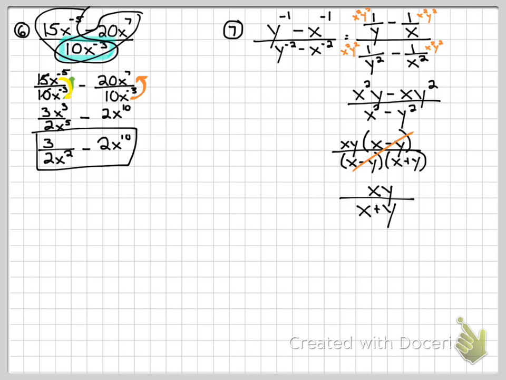Please make note of this problem. It's real important that you can go back and practice this one and know how to do this one. And that's the notes for this section.